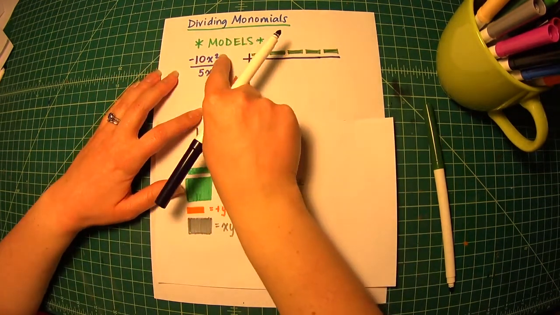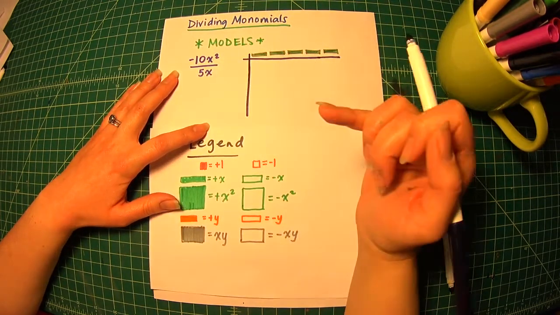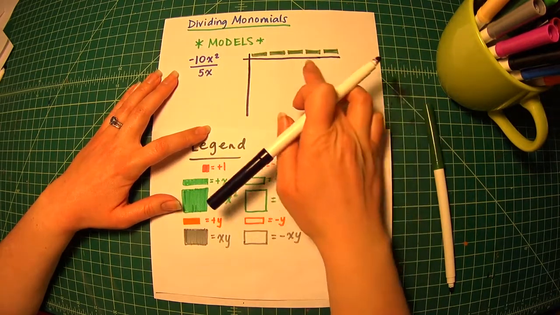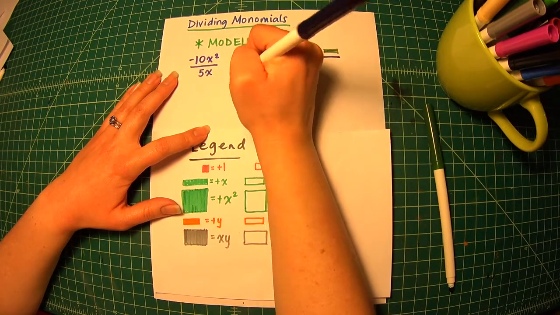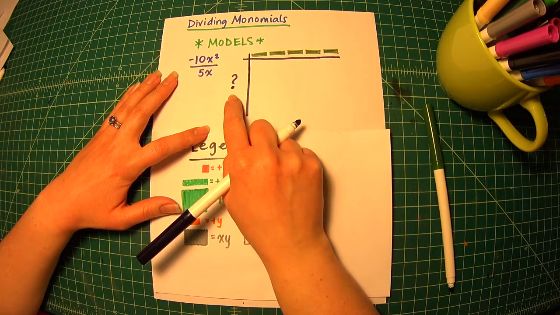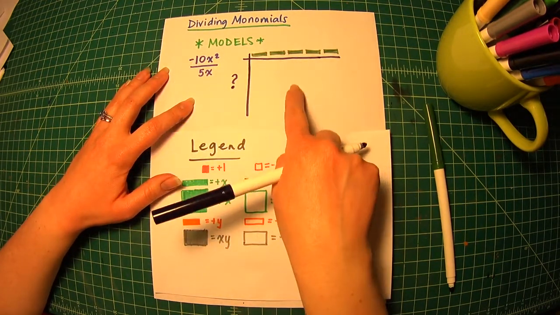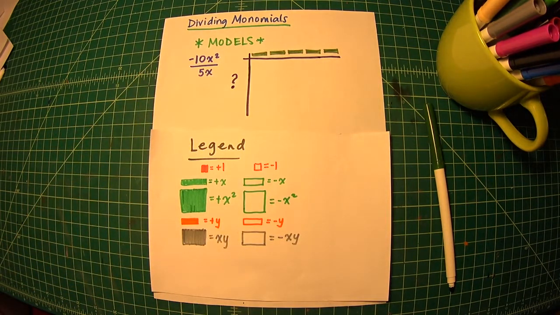But what's different from multiplication is that in division we're working backwards. It's basically like we're starting with our answer and then trying to figure out a missing factor. So the number that we divided, the negative 10x squared, will go inside of here, and this missing factor is going to be our answer. Where this question mark is, that's what we have to figure out. So let's fill in this top part on the inside.